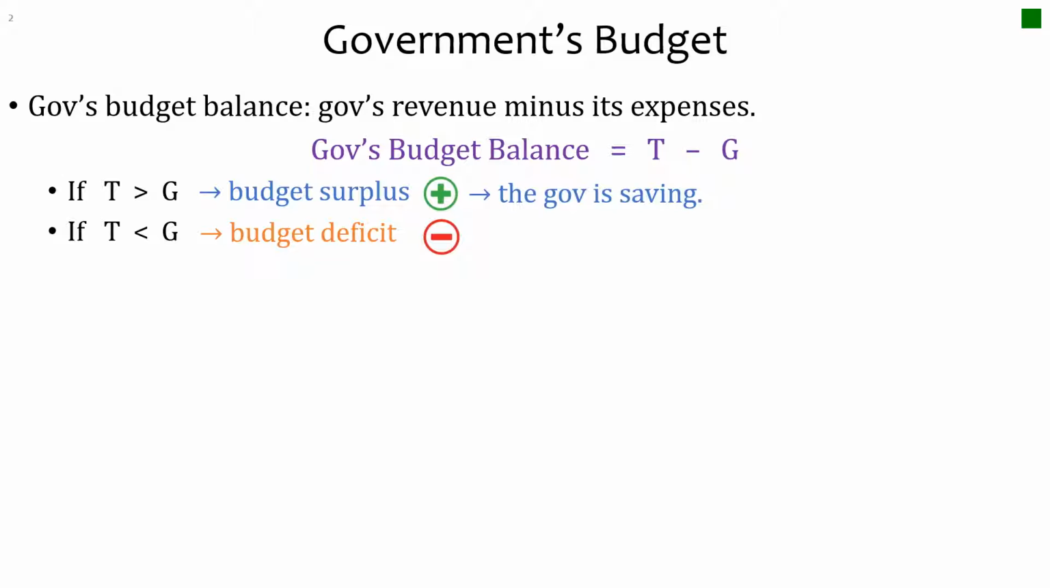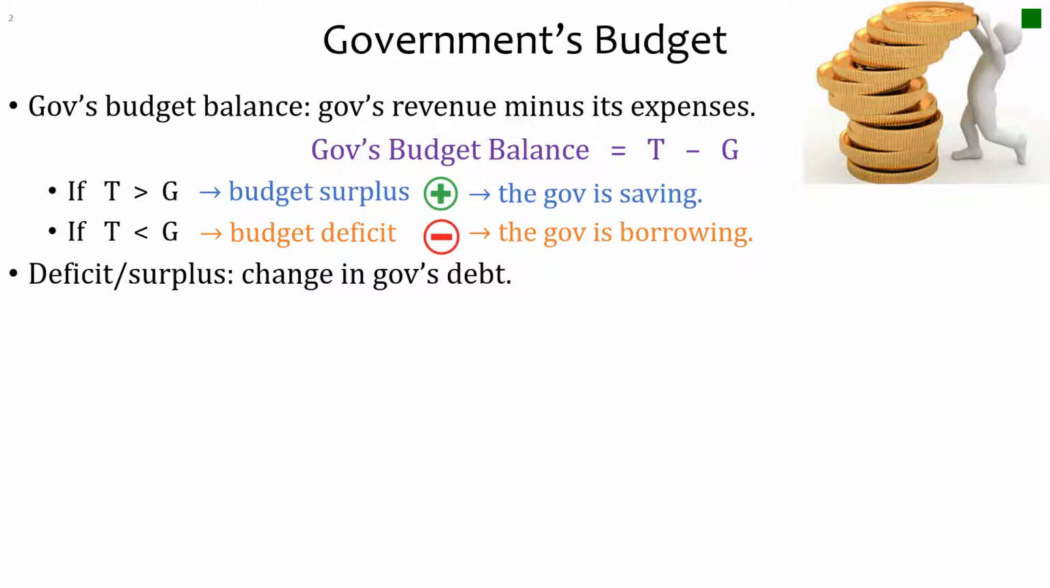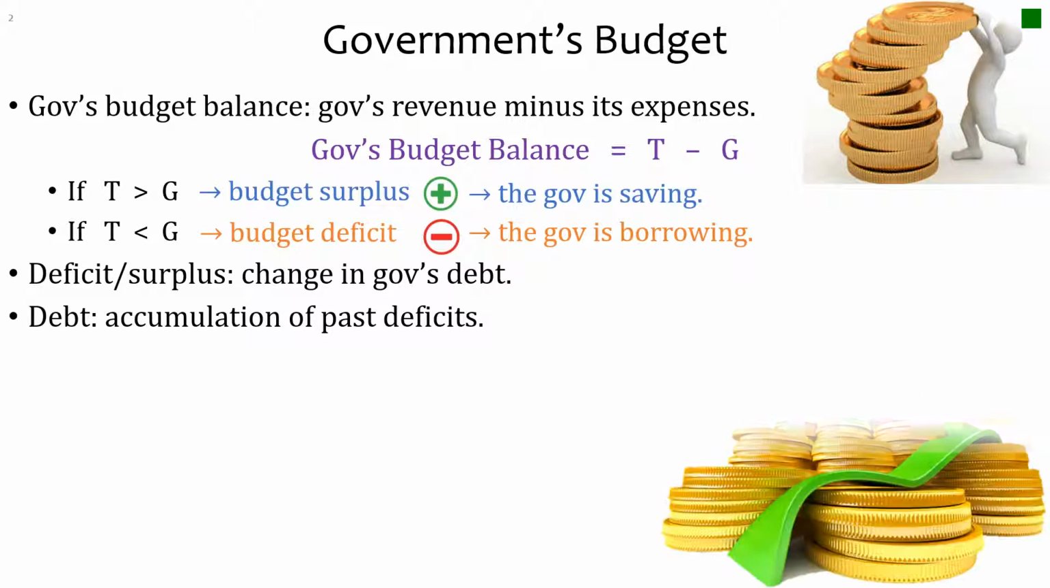So the first case is when the government is saving because its revenue is more than its expenses. The second case is when the government is borrowing, all right? And that's the whole idea of deficit or surplus. When we talk about a budget deficit or a budget surplus, it is a change in government's debt. Debt itself is the accumulation of past deficits, all right?